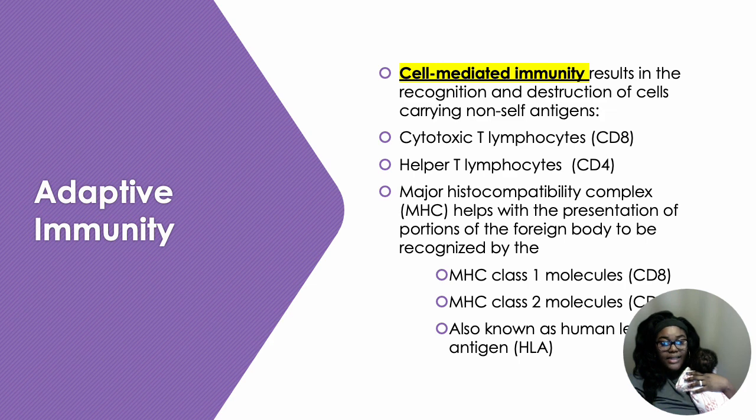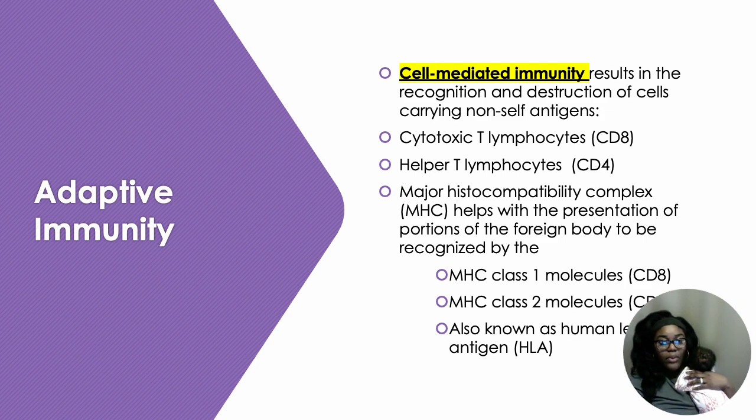And then there is another cell type called the MHC, or major histocompatibility complex. That helps with the presentation of a portion of a foreign body. What this does is help present, basically tagging what is foreign to the body. It breaks it up and presents these parts throughout the body so we can recognize what is not a part of the body, what is foreign.